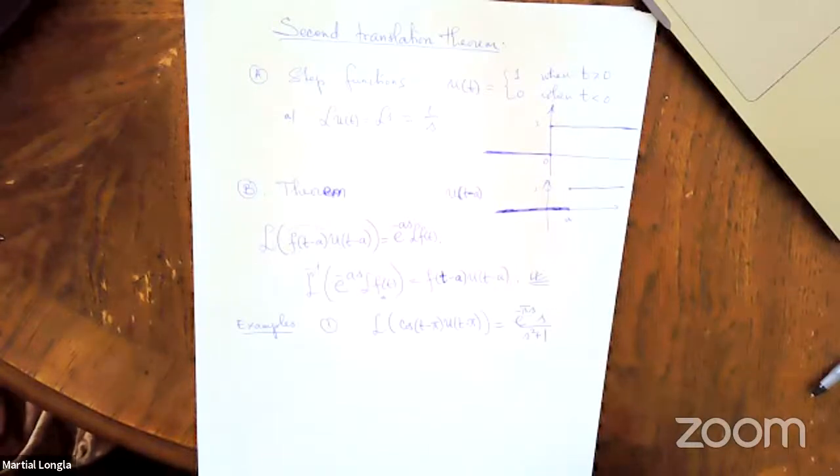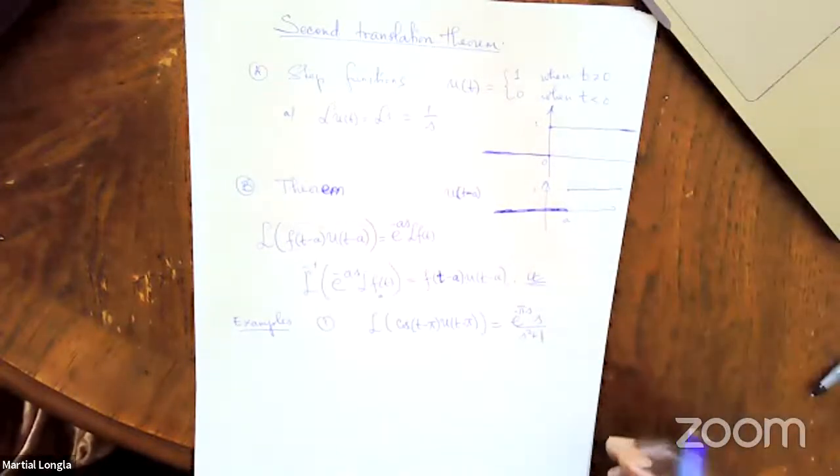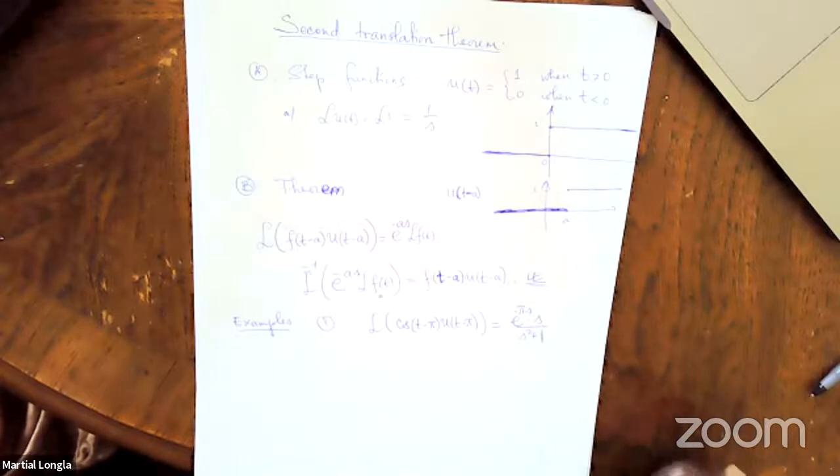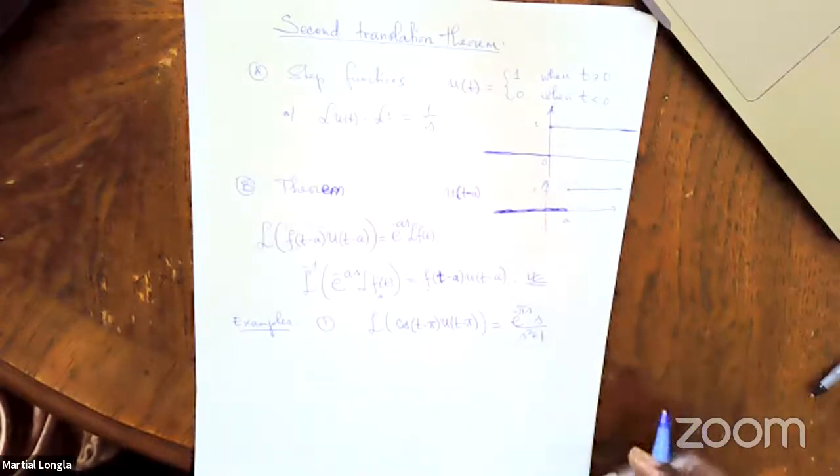Yeah, miss. Is the reason the bottom is s squared plus 1 and not s squared plus pi squared because the coefficient of t is 1? Well, I know the cosine is s over s squared plus a squared. So f of t here is cosine t. This is f of t minus a.